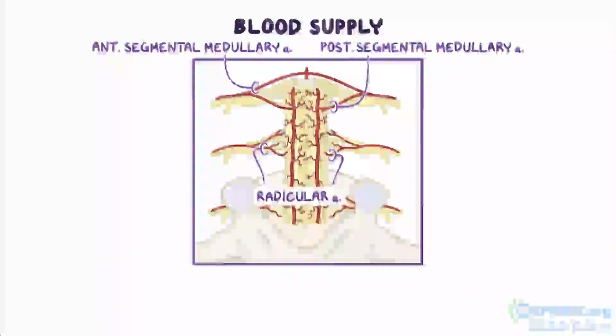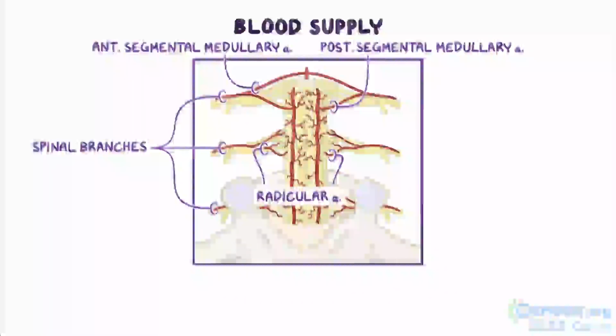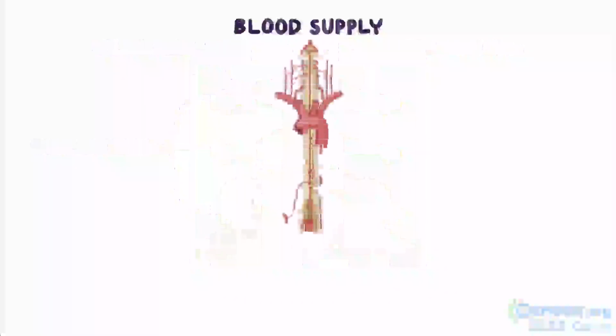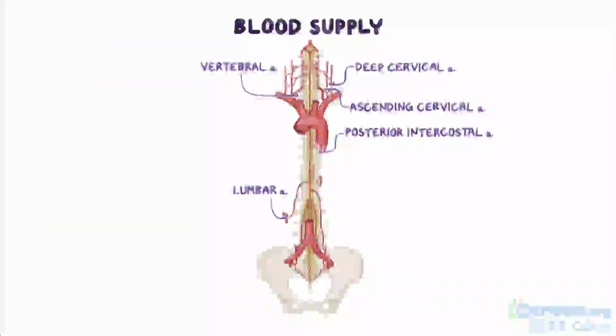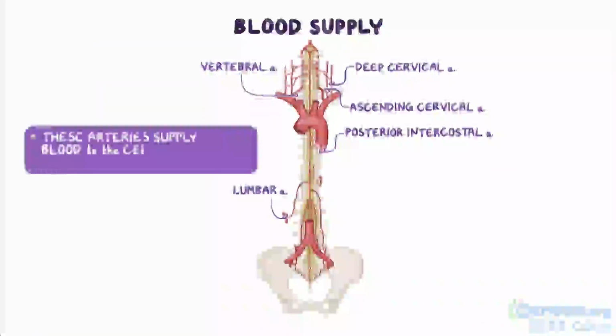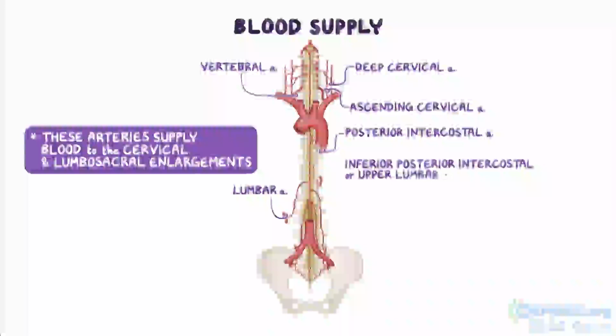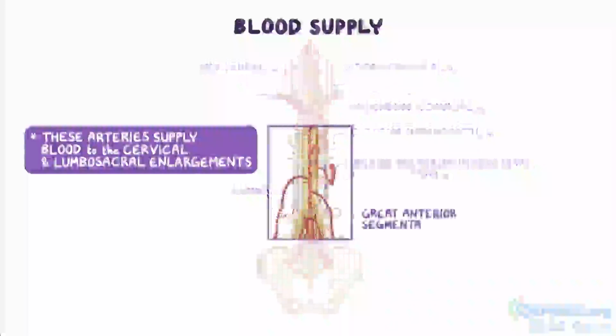The posterior and anterior segmental medullary arteries arise at various vertebral levels from the spinal branches of the following arteries: ascending cervical, deep cervical, vertebral, posterior intercostal, and lumbar arteries. These arteries supply blood mainly to the cervical and lumbosacral enlargements. Additionally, a branch of an inferior posterior intercostal or upper lumbar artery called the great anterior segmental medullary artery also reinforces the blood supply to the lower 2/3 of the spinal cord.